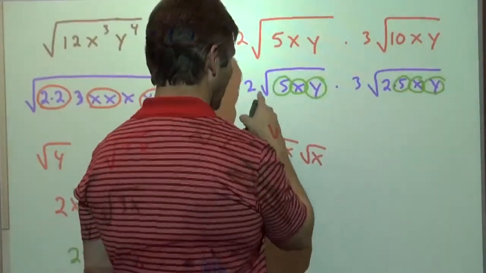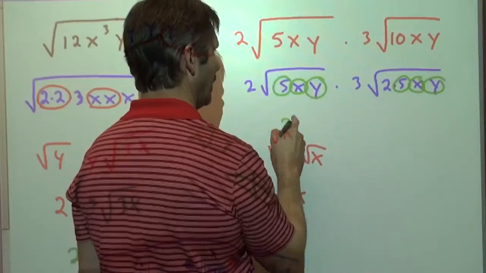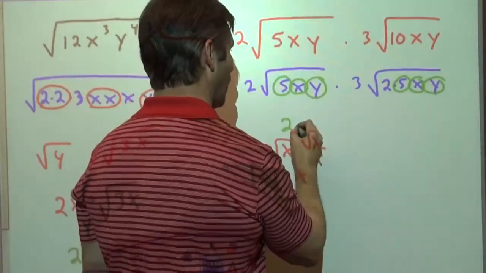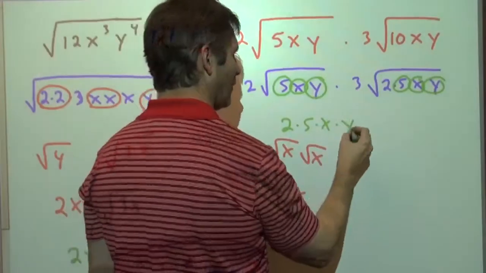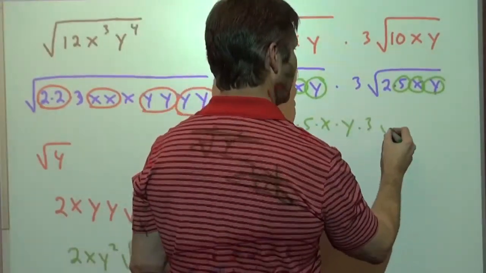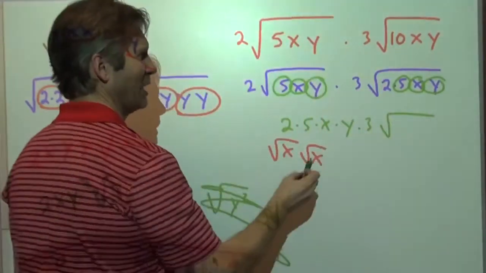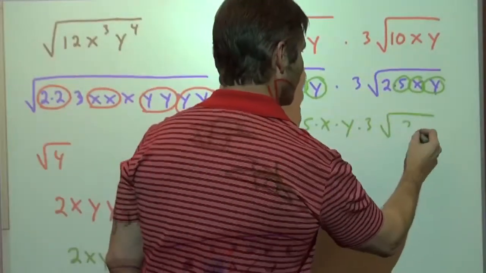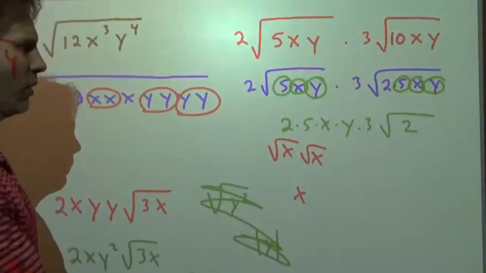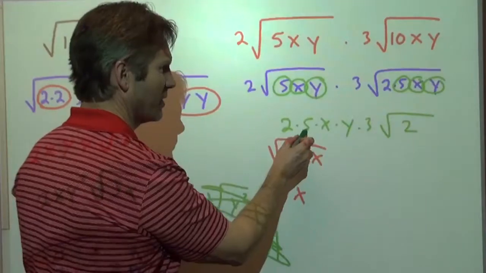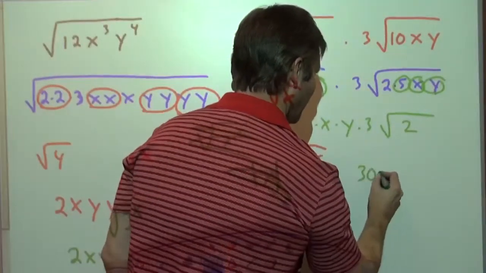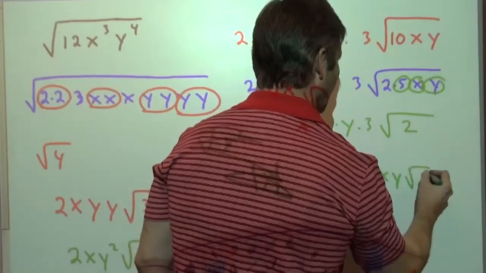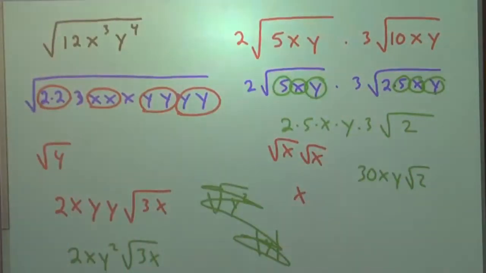So we have this 2 that was on the outside. We have a 5 and an x and a y that are also coming out of the radical sign. We still have this 3 outside of the radical sign. The only thing that didn't have a buddy is the 2. So it stays under the radical sign. So multiply these together. 2 times 5 is 10, times 3 is 30. So we're going to be left with 30 times x times y times radical 2.